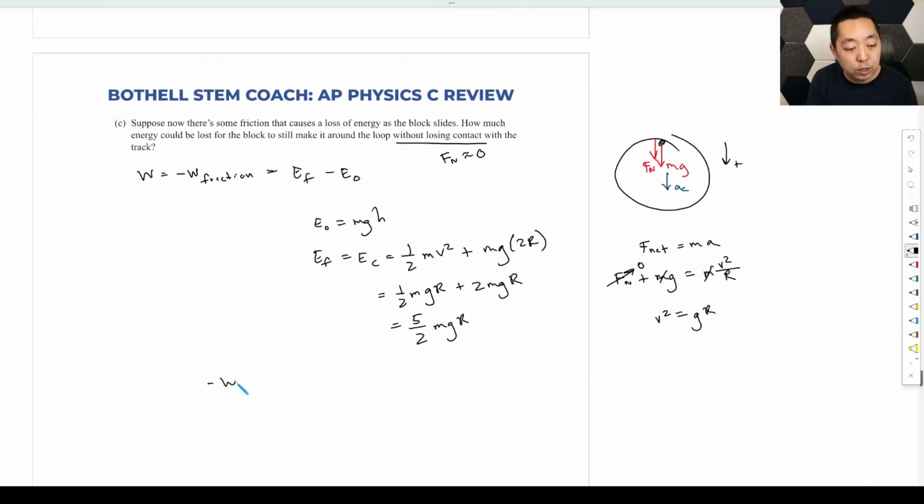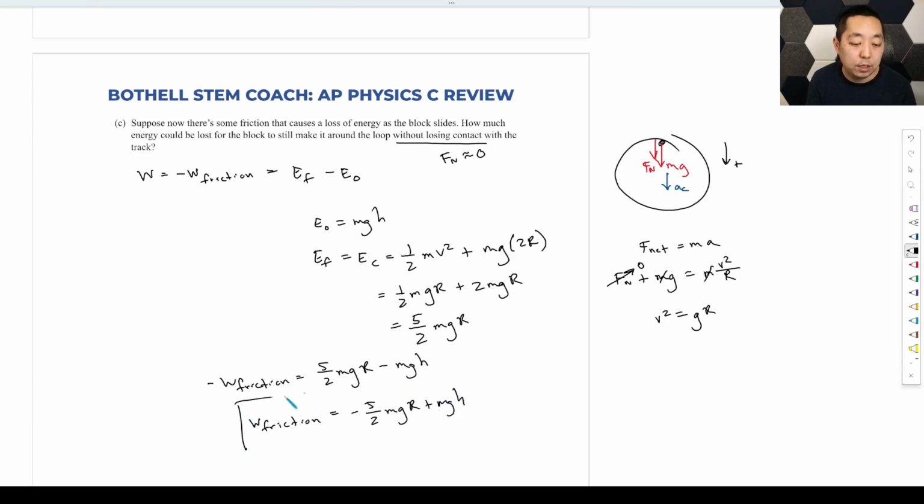So the negative work done by friction, which is the final minus the initial, is 5 halves mgr minus mgh. The work loss, you just multiply by -1. It would be -5 halves mgr plus mgh. So you're going to start with this, you're going to end with that, and the difference is how much you lost. So this is just the energy lost. You can think of it that way. The energy lost is the amount of negative work that was done by friction, right?